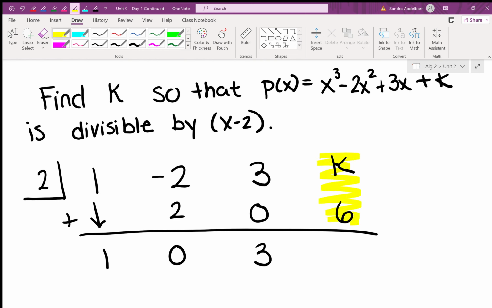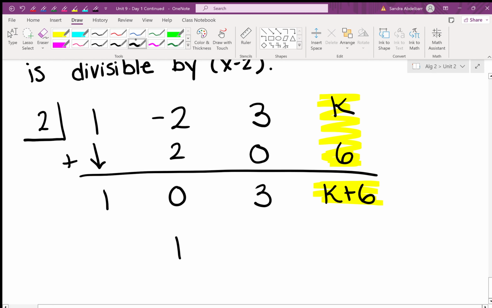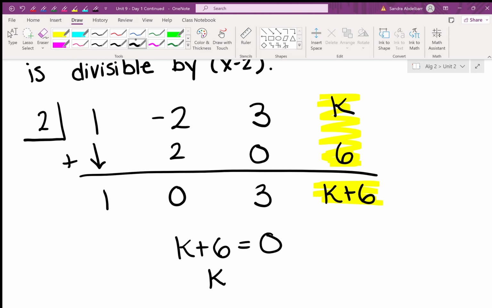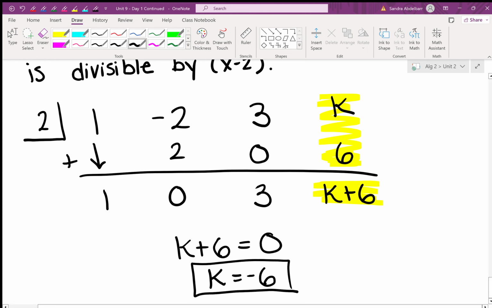Do we agree this last column would then be k plus 6? Right. Now, what do we need that last column, that k plus 6, to equal? 0. So what am I going to do at this point? K plus 6 equals 0. So k will equal negative 6. That is the answer. It says find k so that it makes it divisible. That's what we would need k to be.